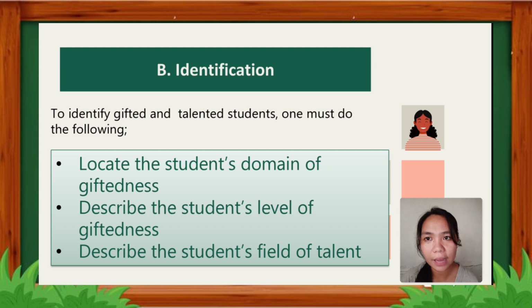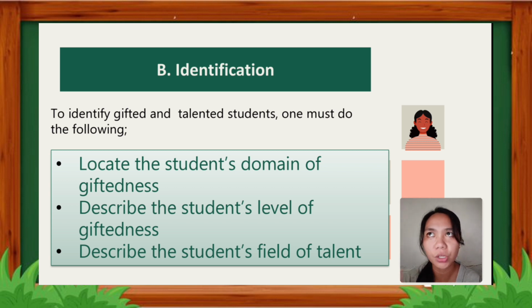Next is to describe the student's level of giftedness. Here, we can describe their level of giftedness through, for example, the IQ test. So we have this level of IQ test. First we have the mildly gifted. Their IQ is in the range from 111 to 130.